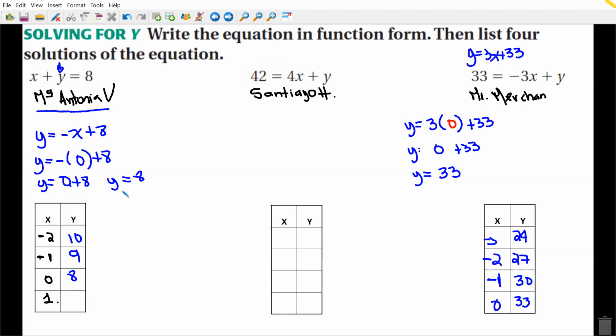Okay? Now what happens if I replace this for a 1? How much is negative 1 plus 8? Guys? 7. Negative 1 plus 8 is equal to 7. Any questions?